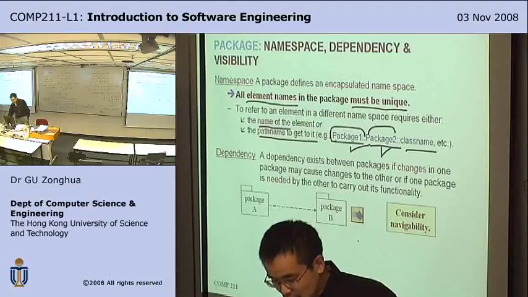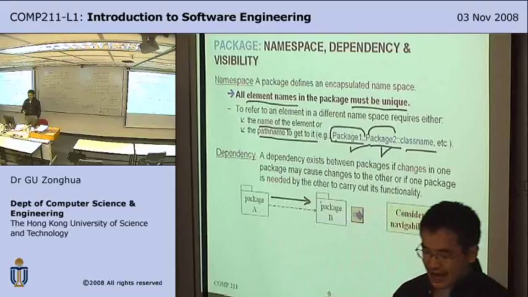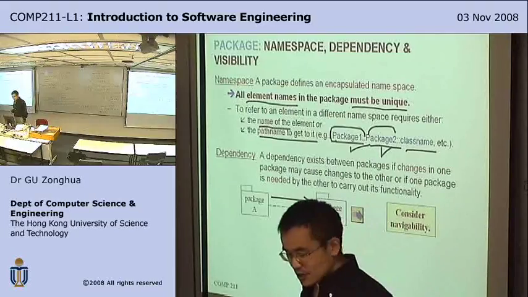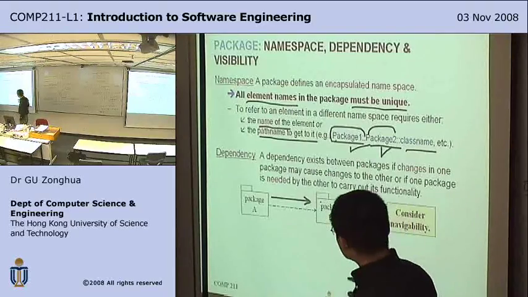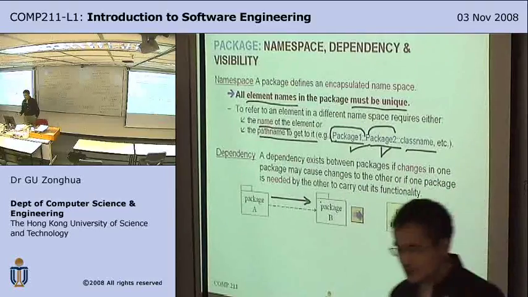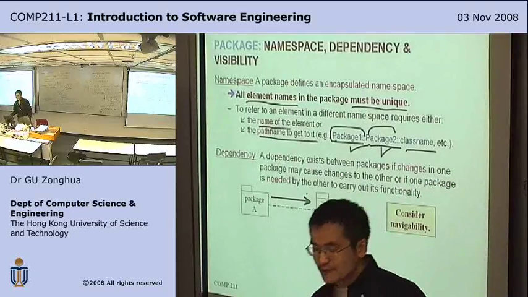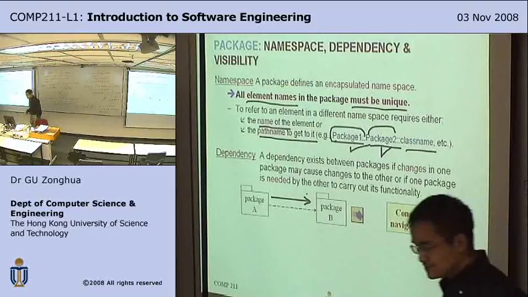So consider navigability. If you have the dependency arrow pointing in this direction, it means that you can navigate from package A to package B, but not vice versa. So this is similar to dependencies in the class diagram, except these are packages of classes rather than classes.